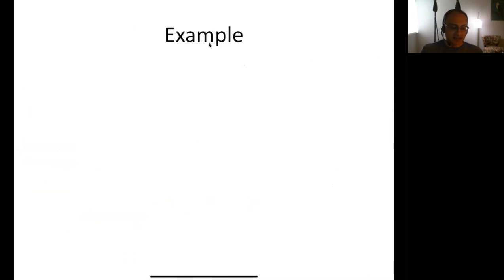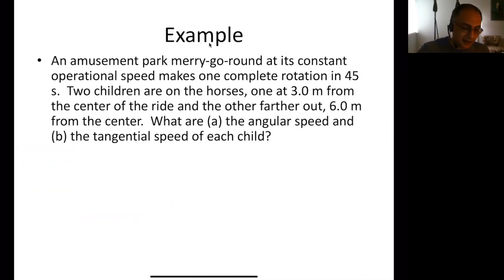All right. So let's do a quick example just to make sure we're clear about tangential velocity. So let's take a look at this problem. I'll give you a moment to read it. Okay, so you've got this merry-go-round. It's moving at a constant operational speed of 1 complete rotation in 45 seconds.